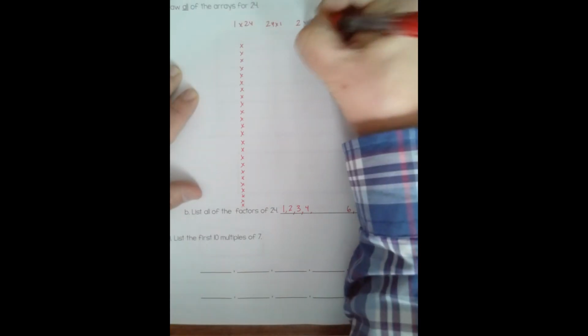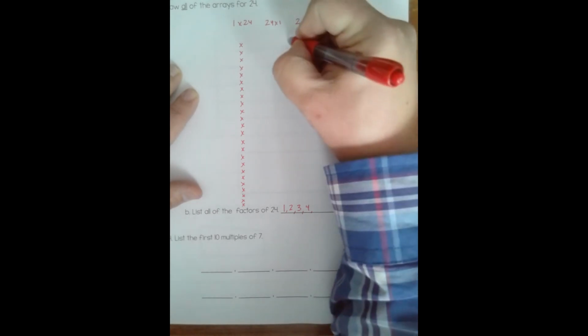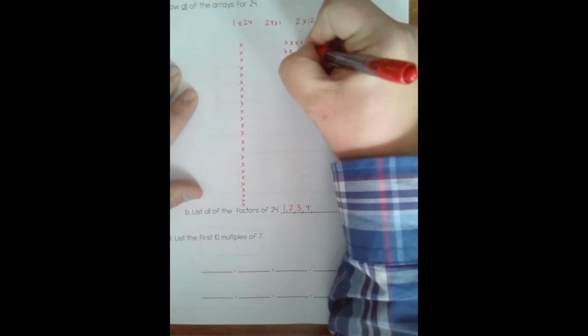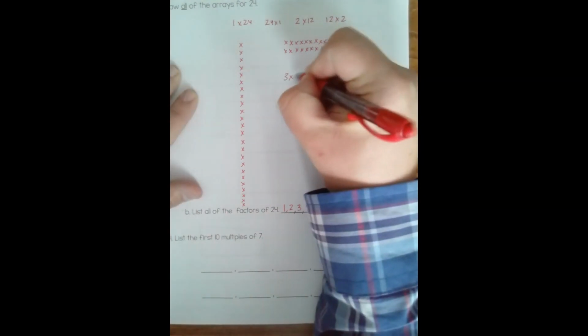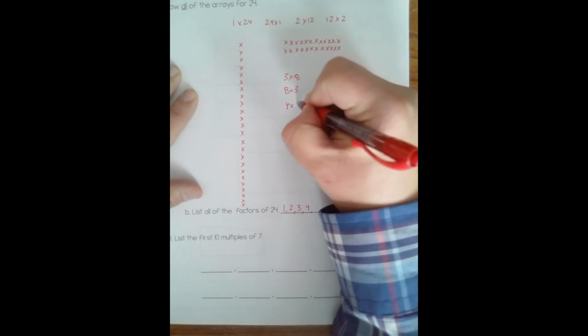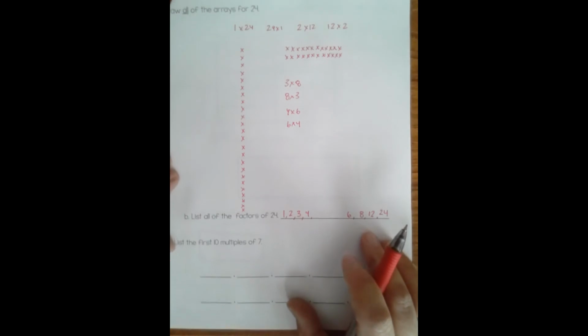If we go back down to our factors, you could do a 2 by 12 array, and then a 12 by 2. Let me do just one more. So 2 by 12 would look like this: 1, 2, 3, 4, 5, 6, 7, 8, 9, 10, 11, 12. And then 2, 3, 4, 5, 6, 7, 8, 9, 10, 11, 12. So that would be a 2 by 12 array. You can also do a 3 by 8 and an 8 by 3. And then lastly, you would do a 4 by 6 and a 6 by 4 array. That will be all the arrays that you can draw.